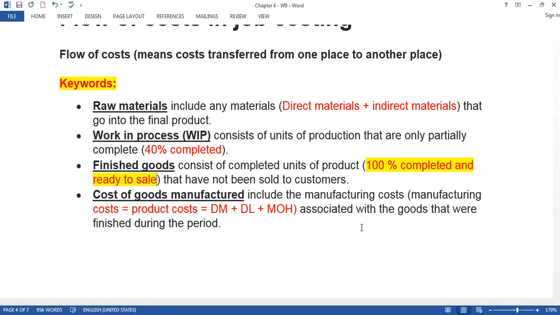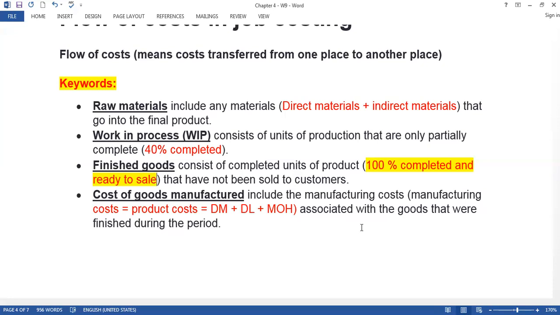Clear? So finished goods means that it is 100% completed, but work in process means that it is not yet 100% completed. It is partially completed, maybe 40%, maybe 20%, maybe 60%, maybe 80%, maybe 90%, but not 100%. If work in process becomes 100%, it is finished goods. Before 100%, it is called work in process. That means it is still in the process, the product is still being produced, not yet ready to use. So these are the three important terminologies: raw materials, work in process, and finished goods.